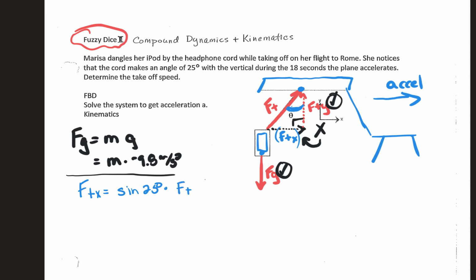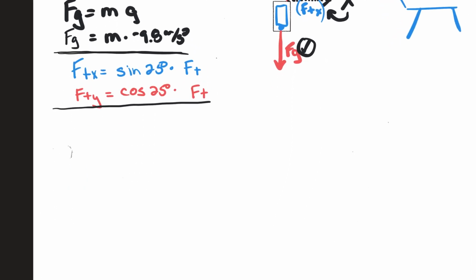We don't know it, but we can make an expression for how we would solve for FTX if we know FT. FTY, on the other hand, is next to the 25-degree angle, so that would be cosine, or adjacent, and you multiply it by the hypotenuse. So essentially we have three formulas that we can't solve yet because they have multiple unknowns. But they are going to help us as we dig into this problem.